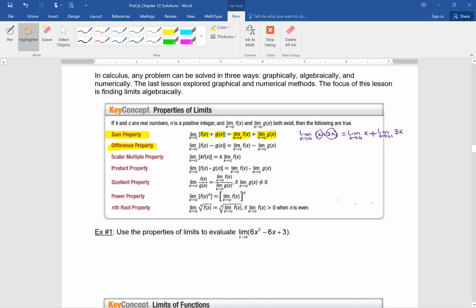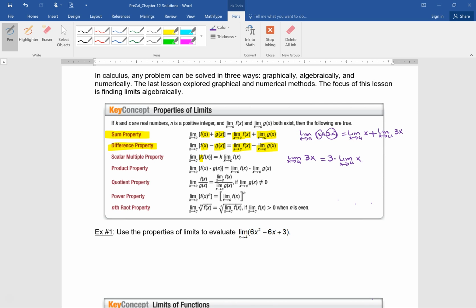And guess what? The difference property is the same. If you want to find the limit of f of x minus g of x, something minus something, you can find the limit of the first, find the limit of the second, and subtract. If you've got a scalar, which is just any number, you can take that out. So for example, if you had to find the limit as x approaches 4 of 3x, if the number gets in the way, you can just take it out, get rid of the 3, find the limit of the variable, and then multiply them.